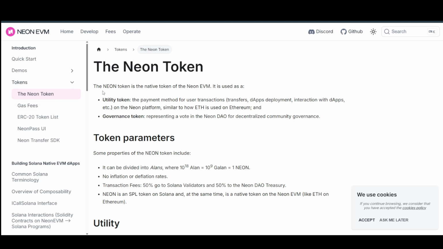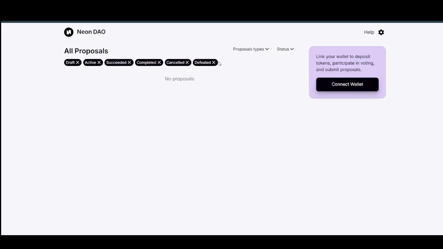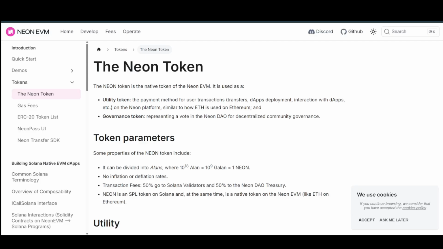So, Neon is the native token of the Neon EVM. You can say it is a smart contracts platform itself. The Neon token is required for transaction fees, similar to how ETH is used on Ethereum, and it is also used for governance. I did find their governance, but I could not actually see anything there for some reason. I'm not sure why. Again, moving on.